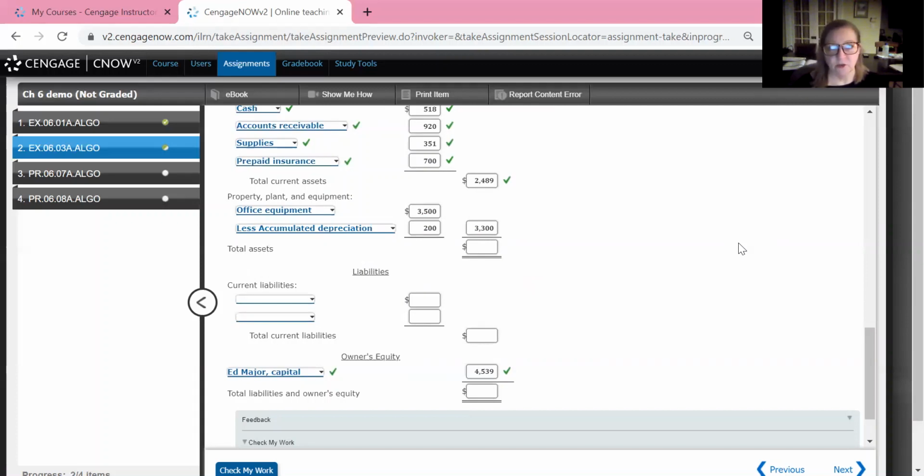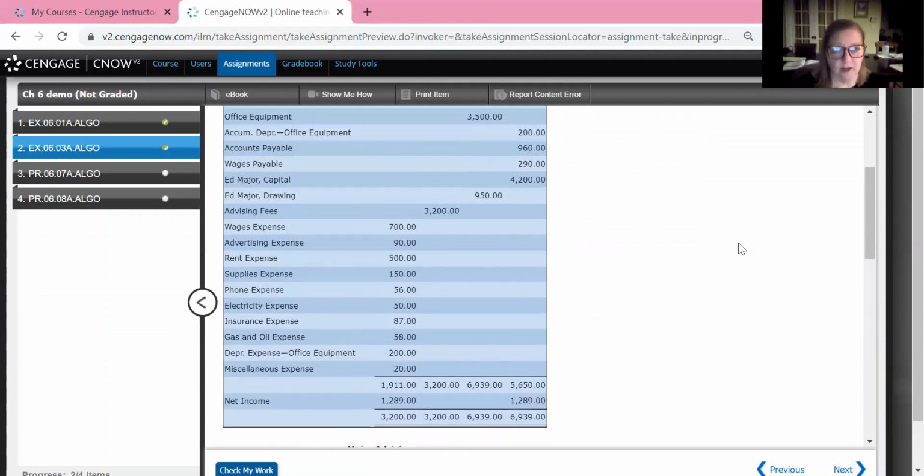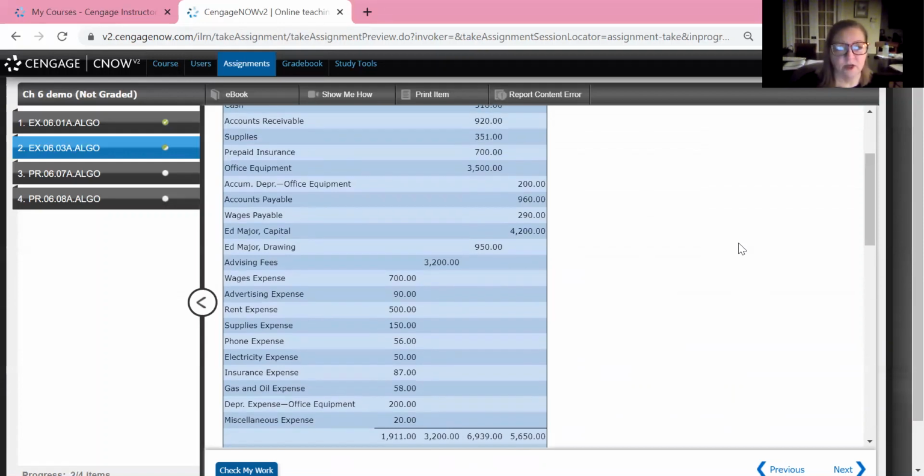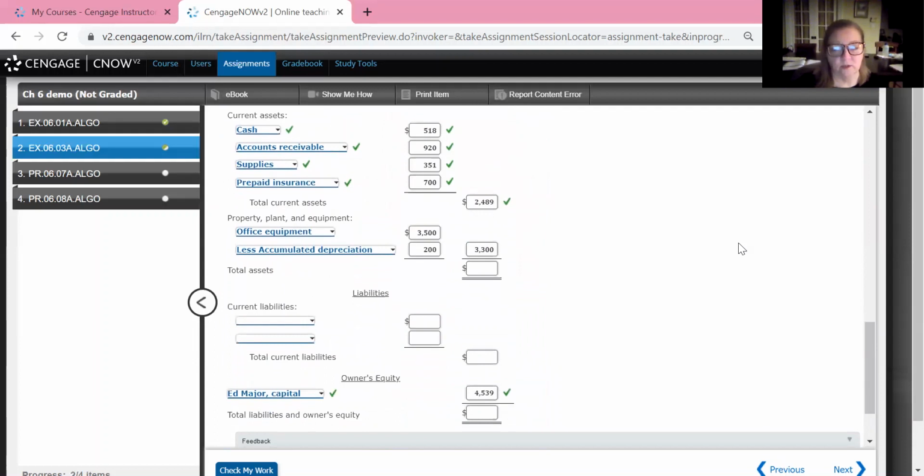So now I can do my total assets because I didn't see any more assets up there. The next account after the accumulated is a payable account, which is a liability. So I'm just going to go ahead and summarize my asset number. And so what I've got is 2489 plus 3,300, 5789.